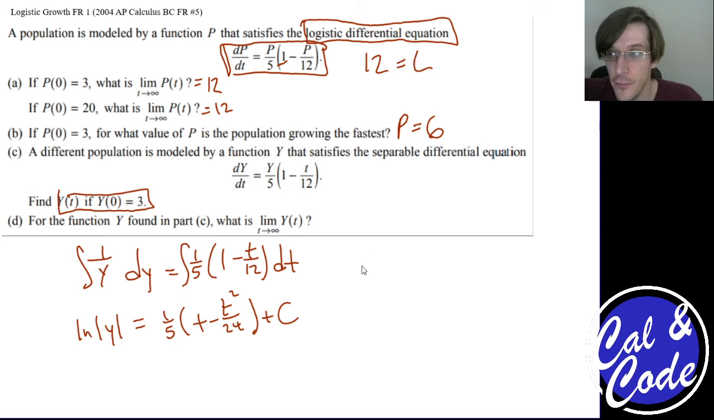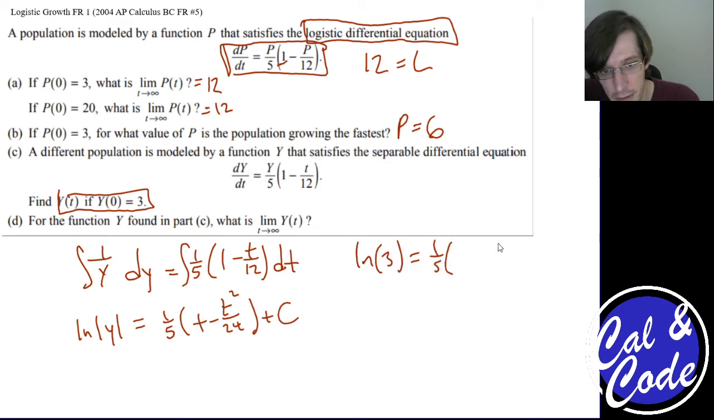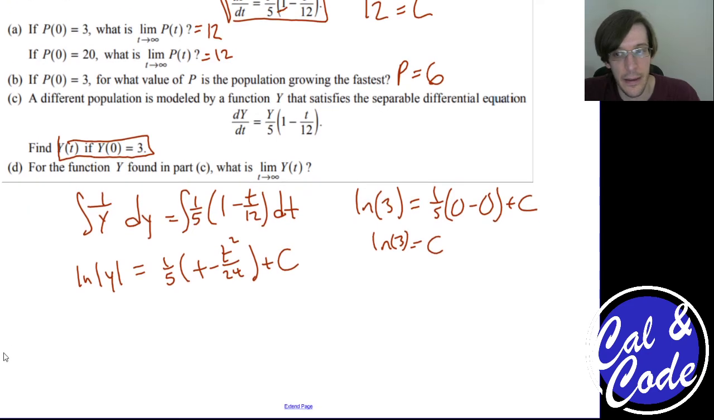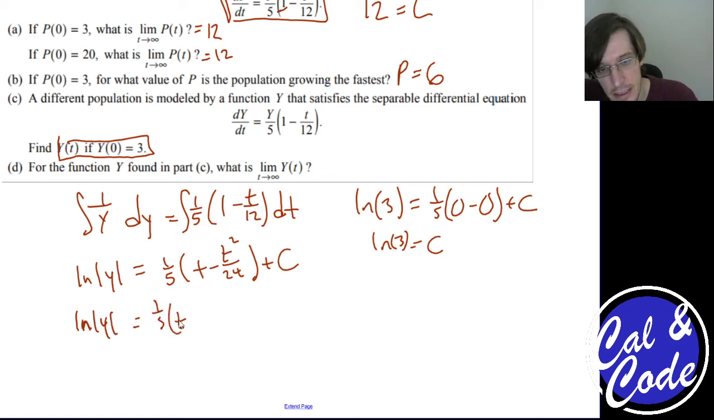So I'm going to put in 0 for time, and I'm going to put in 3 for y. That's going to give me that the natural log of 3 is equal to 1/5 times 0 minus 0 plus c. So c is the natural log of 3. Now that I know that, I can edit my equation: natural log of the absolute value of y is equal to 1/5 t minus t squared over 24 plus the natural log of 3. I left the absolute value on there for a very good reason.